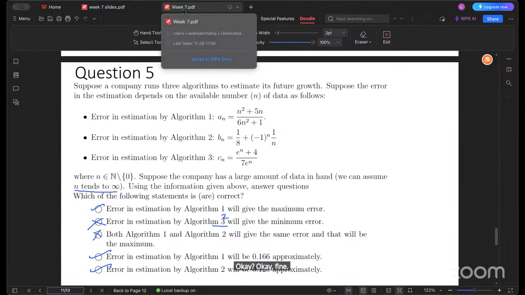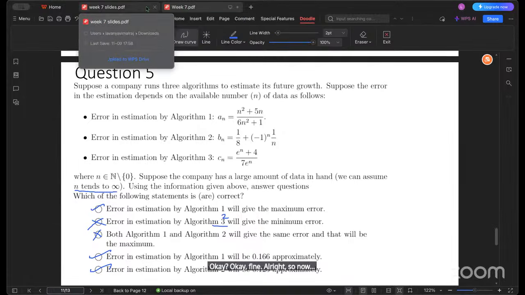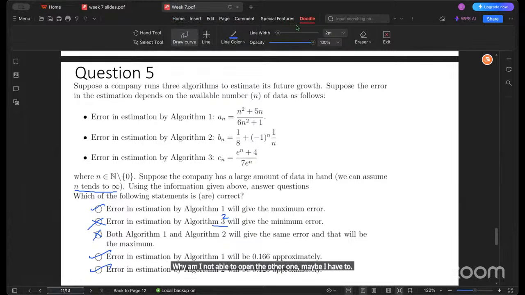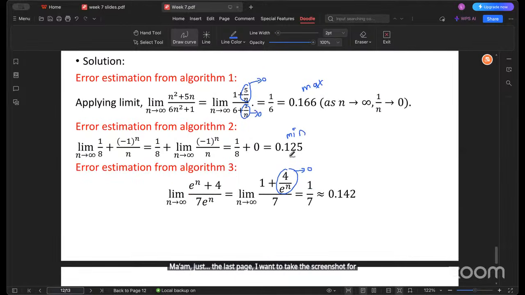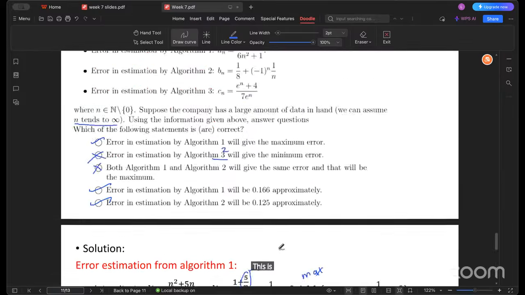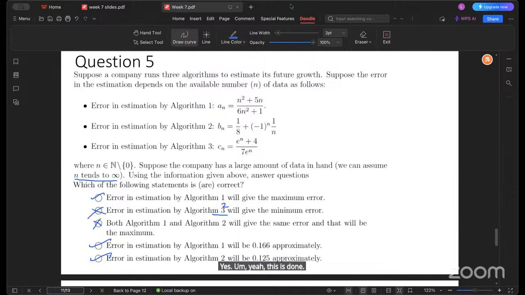All right. So now, why am I not able to open the other one? Maybe I have to stop sharing. Ma'am, open just the last page. I want to take the screenshot for the revision, ma'am. Yes, ma'am. This one. Thank you, ma'am. Okay. So this is done. And let me stop and share again.